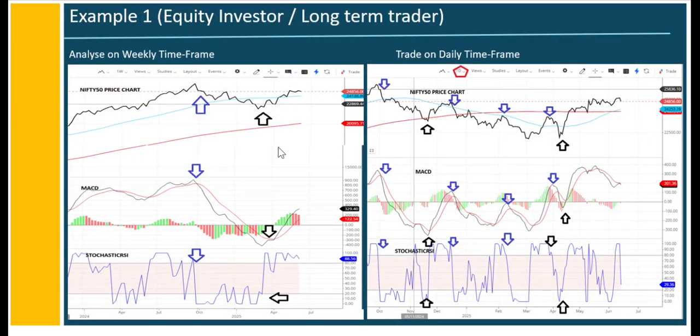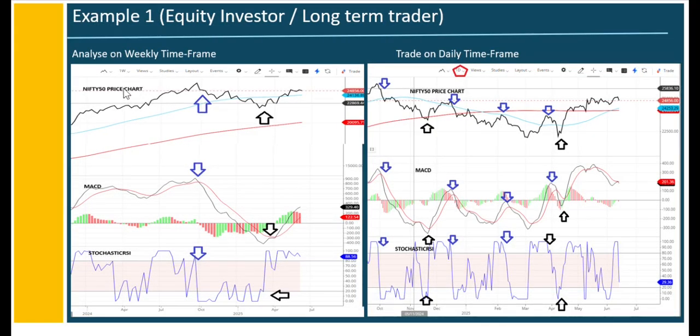In previous slides, we learned about stochastic and signals, and how it works. With the examples, I'm showing this is an example for an equity investor, a long-term trader, and how they use it. We learned in the past, I always do the analysis on 2 time frames. The high time frame I use for analysis purposes, and the low time frame, the daily time frame, I use for my trading.